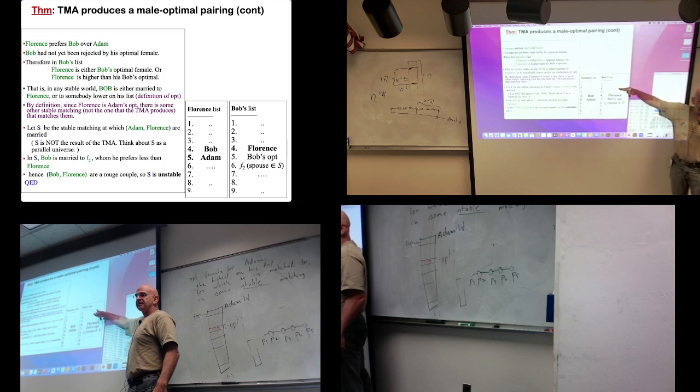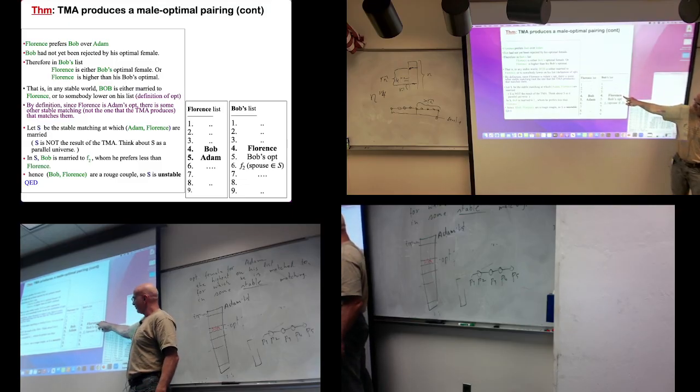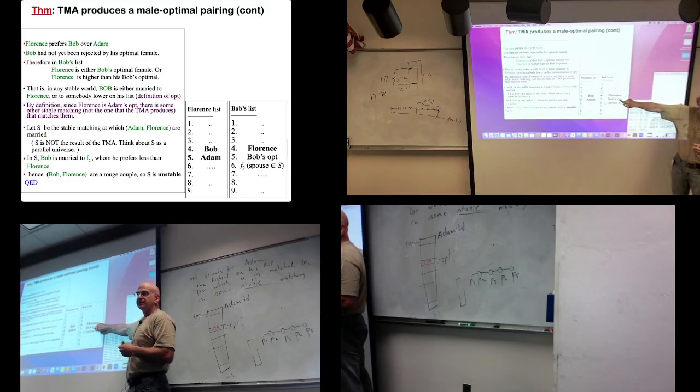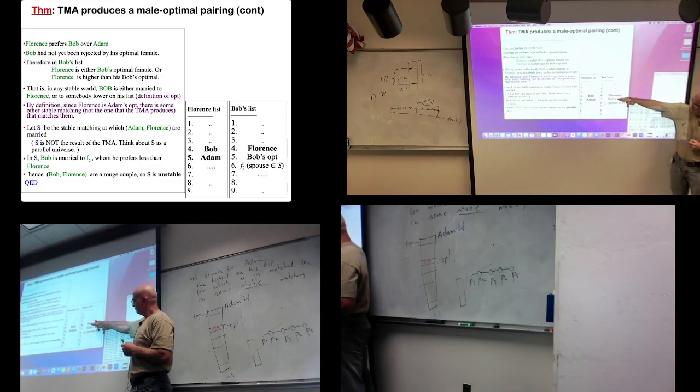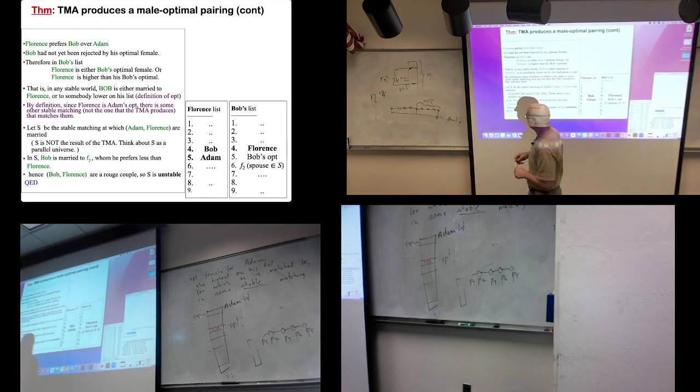Bob, like any other male, starts from the first choice and goes down his list every time he gets rejected. So where is Florence with respect to his optimum? Two options. Either she's actually his opt, or Florence is higher than his opt. Maybe later he'll get rejected, but not yet. In either case, Florence is not below Bob's opt. That's the only assumption that we need.